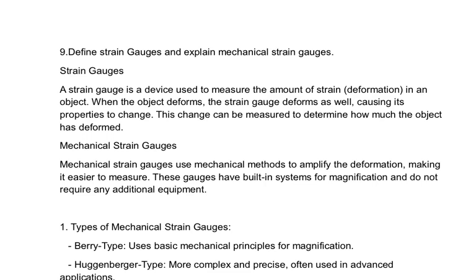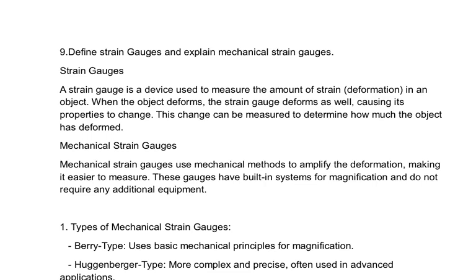So you need to understand that a strain gauge is a device used to measure the amount of strain in an object. Here, strain means deformation. Everywhere we have used the word deformation, it means strain, you need to understand. So coming to the mechanical strain gauge.